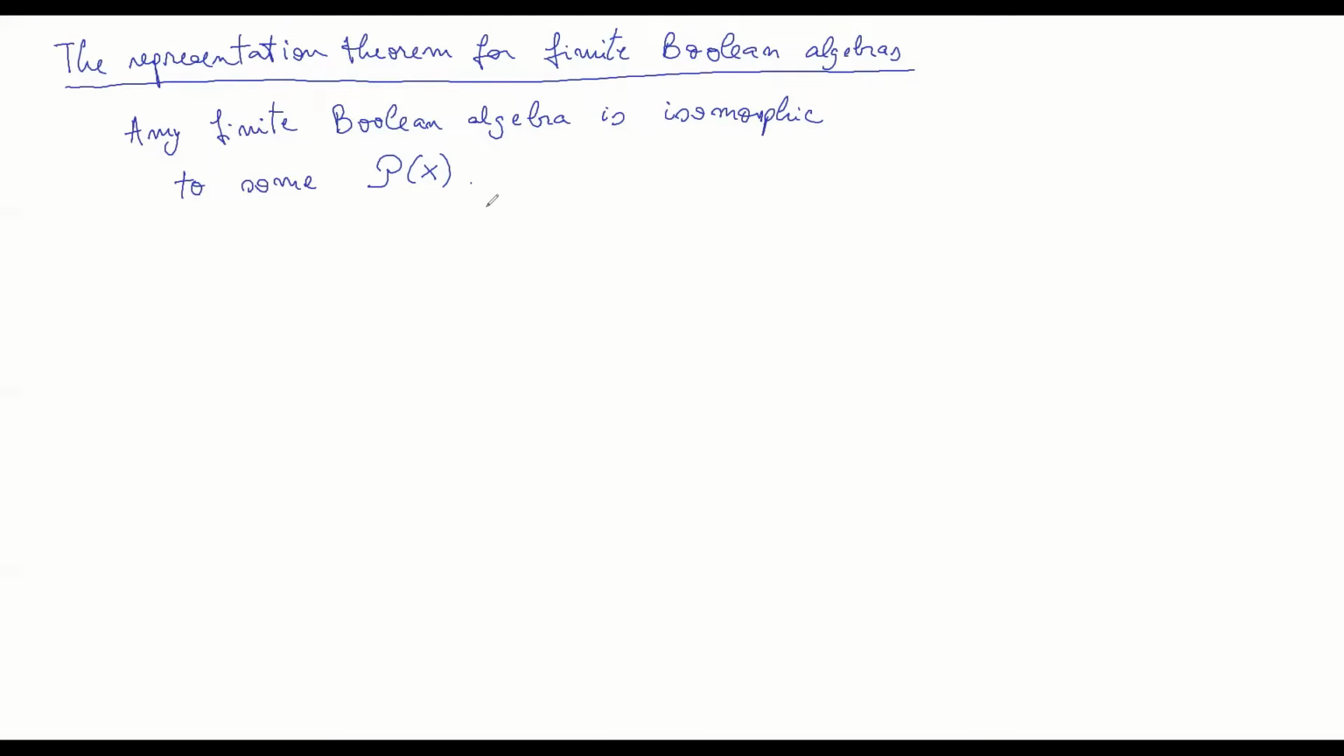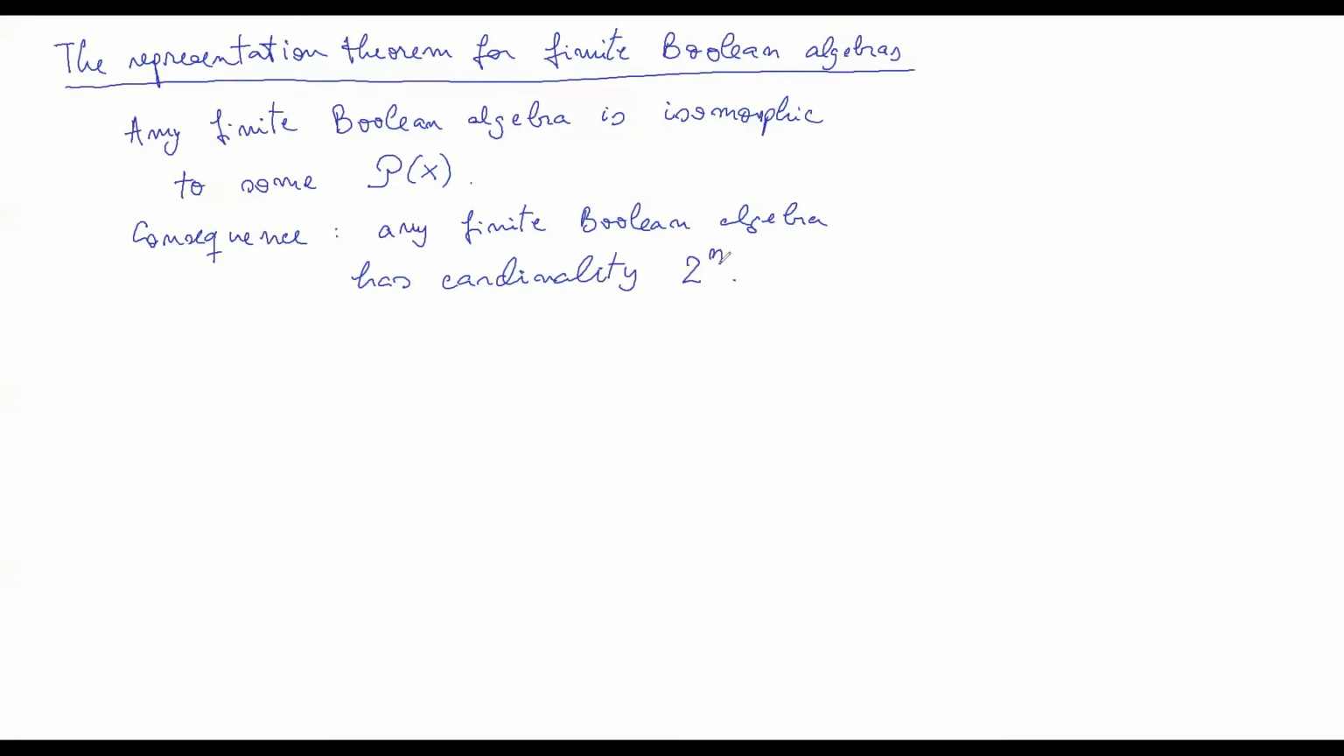As a consequence, we also have that any finite Boolean algebra has cardinality, meaning has a number of elements equal to 2 to the power n for some n. And so we will get to this. There are a couple of initial results I want to prove, and then I introduce the notion of isomorphism for Boolean algebras, and then we are going to establish this result.